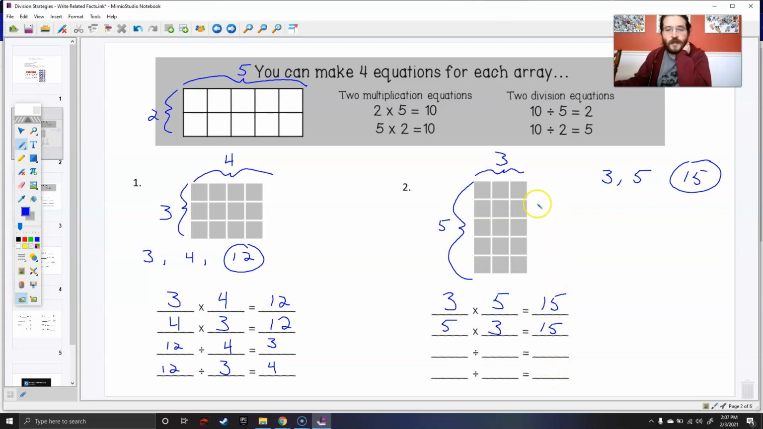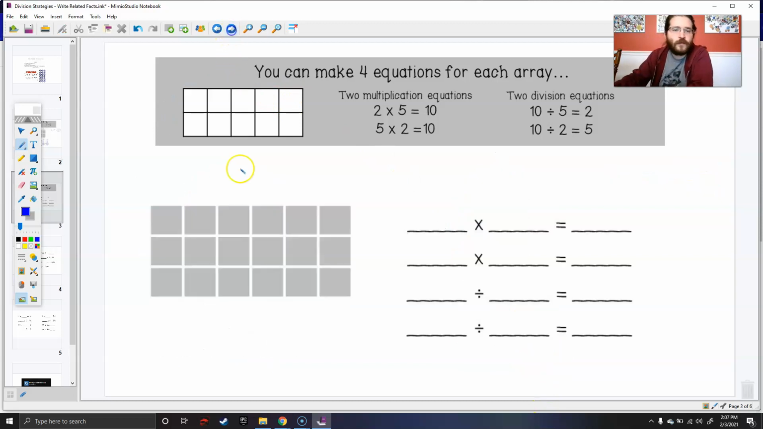Now with division, we're going to start with our total. So we have 15. All right. Divided by, let's pick either one. Let's go 3. And then we have our last number, 5. 15 divided by 5 is going to be equal to 3. Not too bad. All right. Let's take a look at another one. I'm going to change the color.